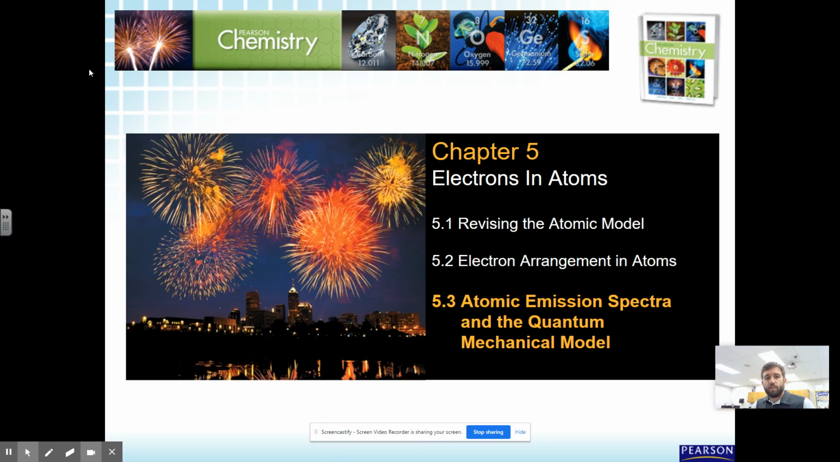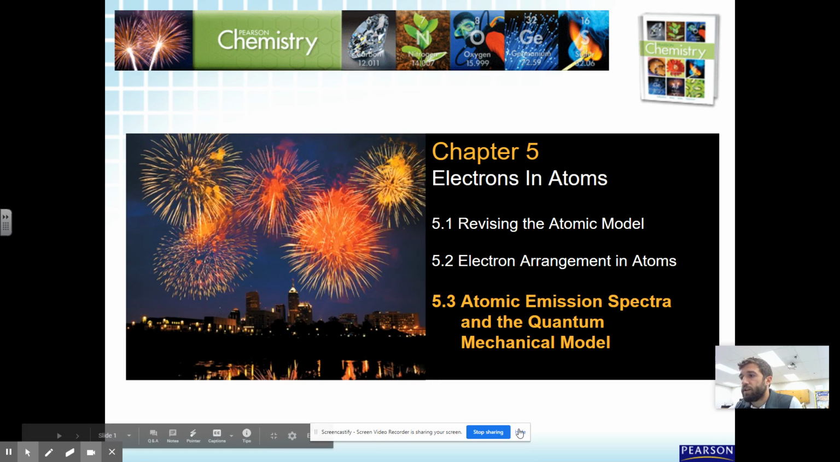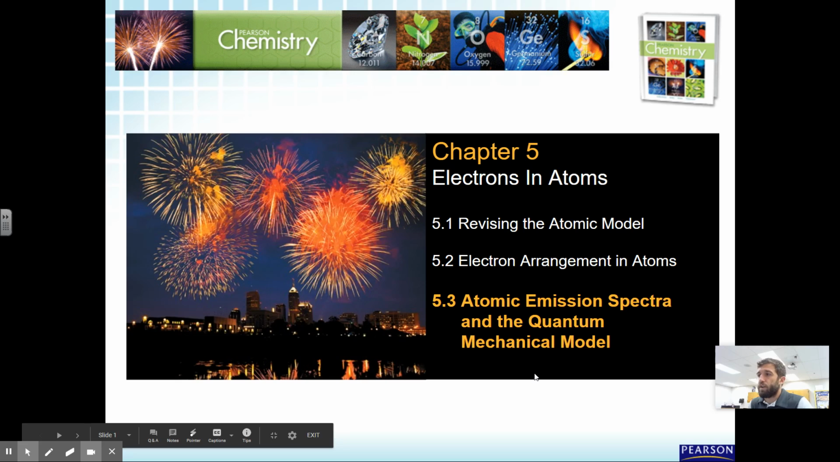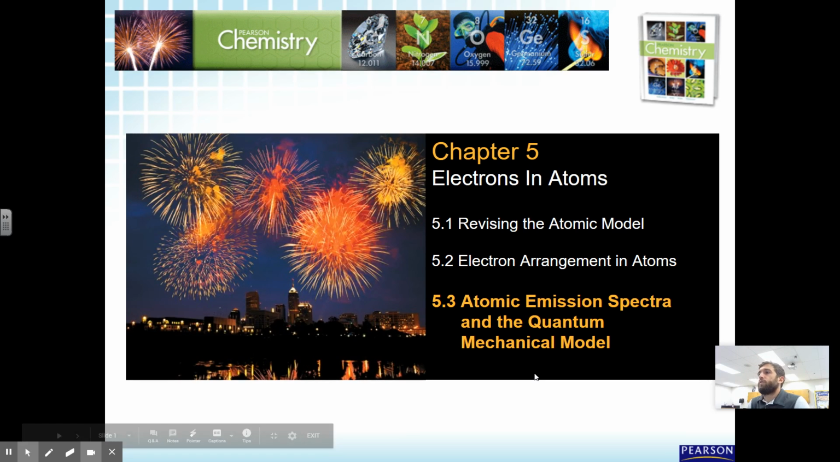We're going to briefly today start talking about Chapter 5.3, which involves atomic emission spectra and the quantum mechanical model. So this whole unit's really been about the quantum mechanical model, but now we're going to apply it a little bit farther than just electron configurations and quantum numbers and all that stuff that we've done so far.